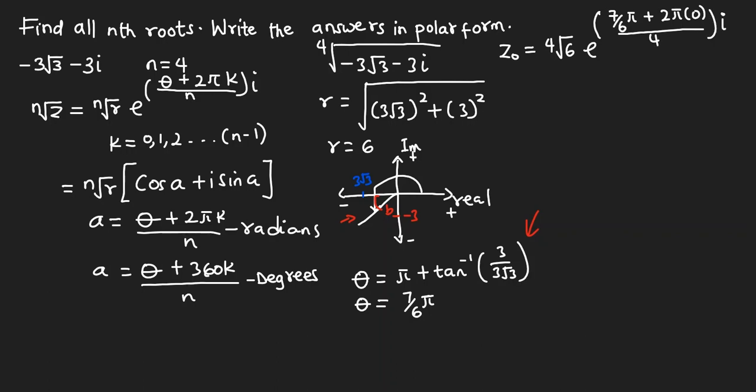Okay, so let's simplify this. So I'm going to have the fourth root of 6 multiplying e to the power. For the term we have in the bracket, all this will become 0. So then we are going to have 7 pi over 6 divided by 4. So let's look at that. 7 over 6 pi divided by 4 will give us 7 over 24 pi.